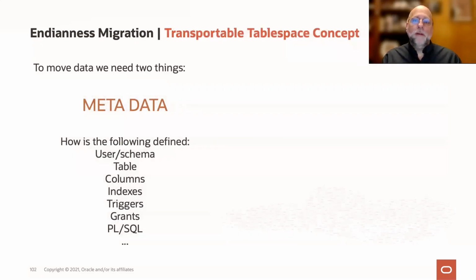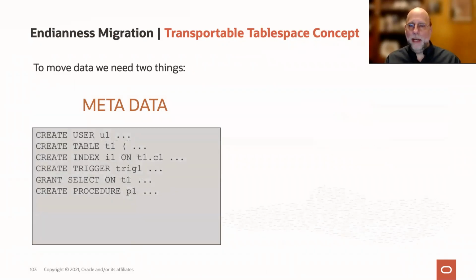When we're moving things via transportable tablespaces, we need to think about two very distinct sets of entities. Your metadata on the one hand, your users, grants, roles, constraints, triggers, all that kind of stuff, and then your data, the actual application data in your data files. So why do we have to think about these separately?